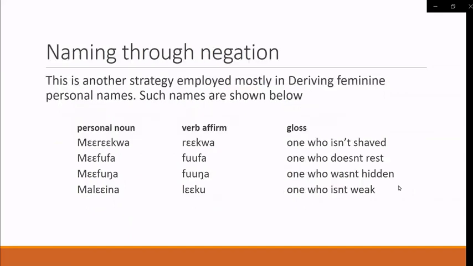Again, we have naming from negation. We have merekwa, from the verb rekwa, to mean one who is not shaved. Mefufa, from the verb fufa, one who doesn't rest. Mefunya, from the word funya, one who wasn't hidden, and Malena from the Bableku, who isn't weak.